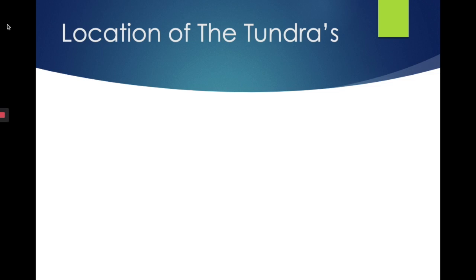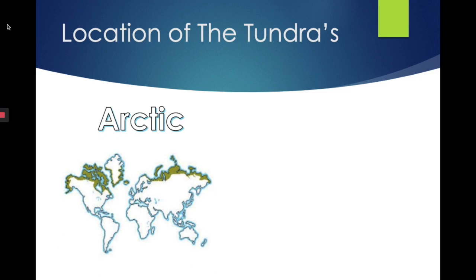Now, we know the location of the tundra is in the northern part of the world. The Arctic tundra specifically is located in North America, Greenland, Europe, and Asia, all the areas around the North Pole. Now, where might the alpine tundra be located?